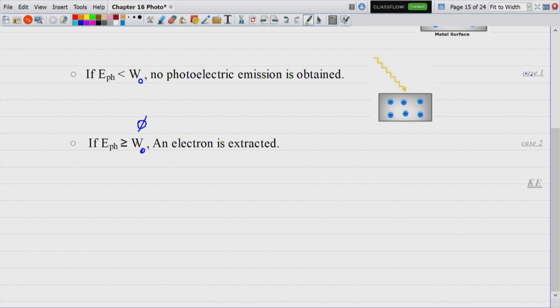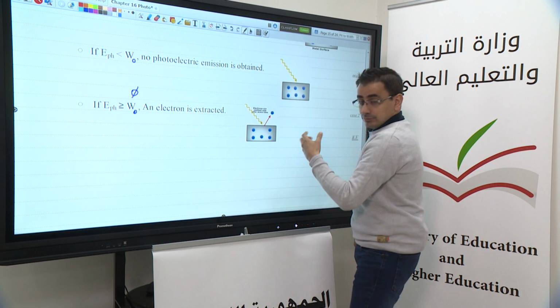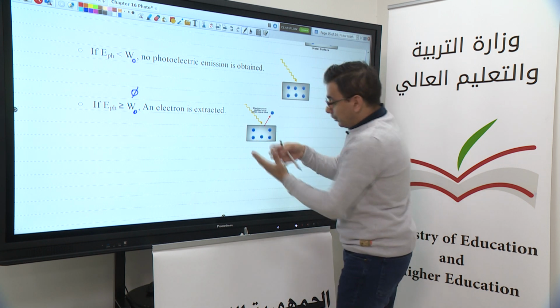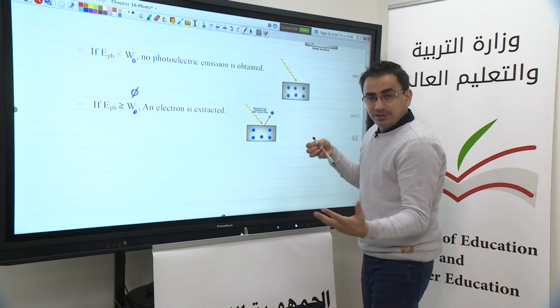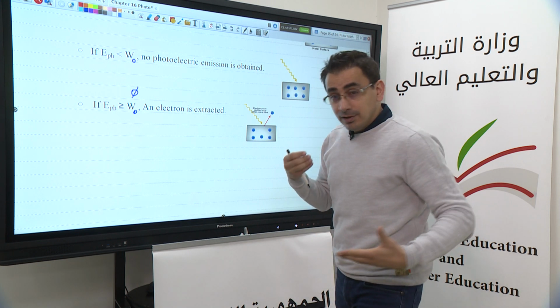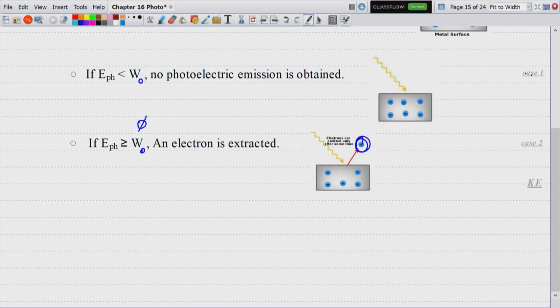Now, if the energy of the photon is greater than or equal to the work function, an electron is extracted. Not only that, the electron is extracted and the energy that the photon gives is taken by the whole system here. Part of the energy will take the electron out of the metal, and the remaining energy, if any, will be acquired by this electron as kinetic energy, which we know is half mv squared.